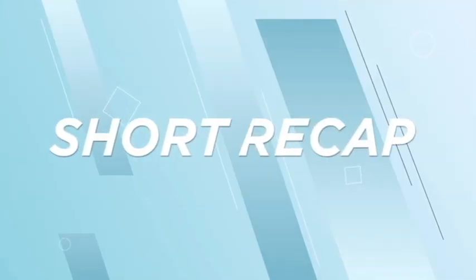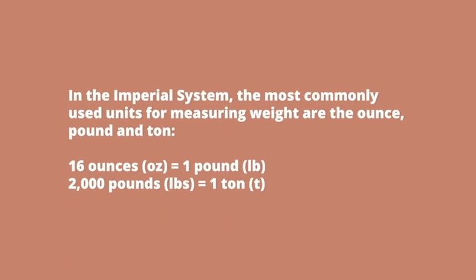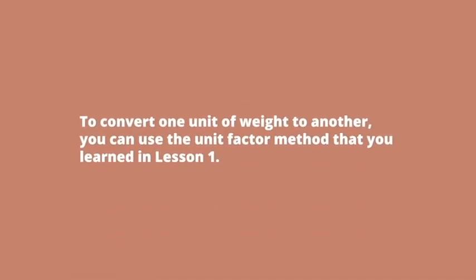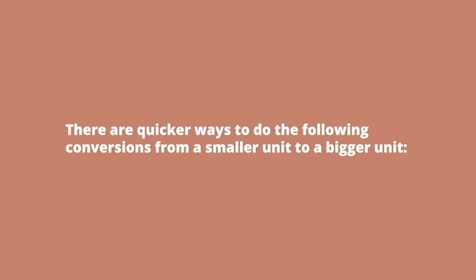Let us remember, in the imperial system, the most commonly used units for measuring weight are the ounce, pound, and ton. 16 ounces equals 1 pound. 2,000 pounds equals 1 ton. To convert one unit of weight to another, you can use the unit factor method that you learned in Lesson 1. There are quicker ways to do the following conversions from a smaller unit to a bigger unit.